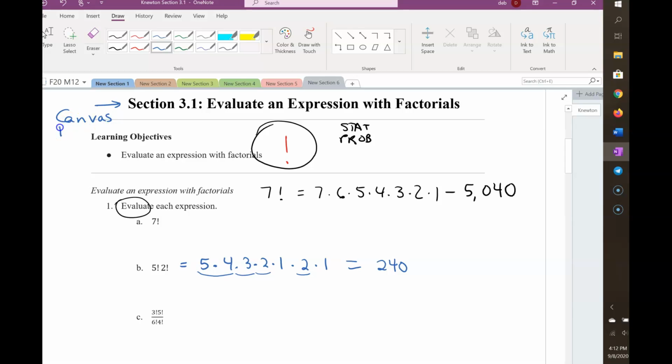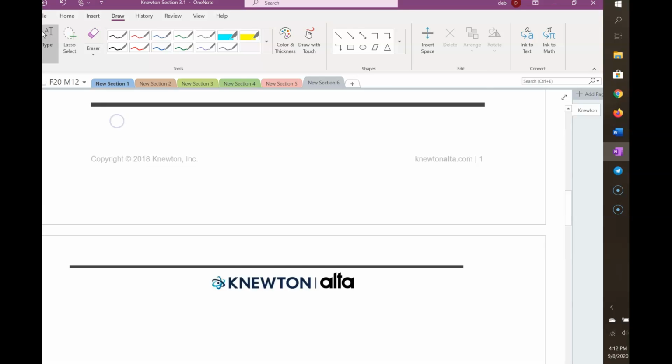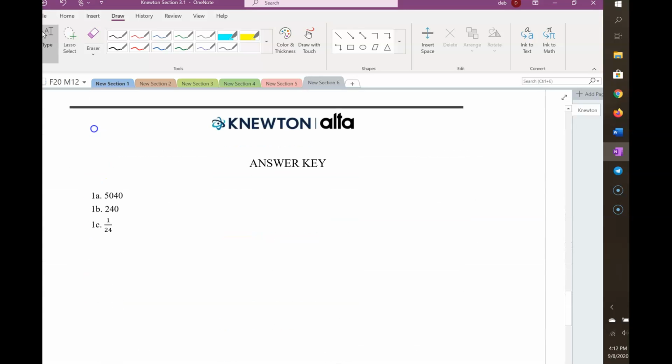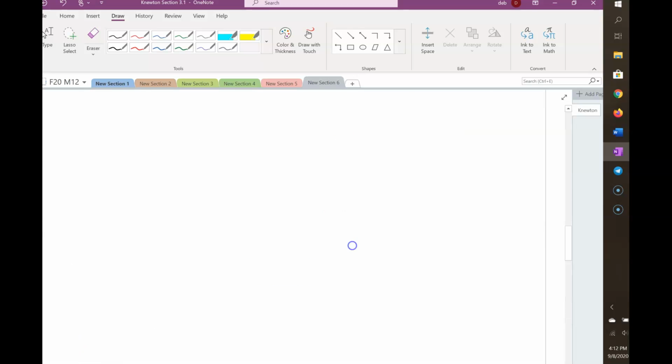So this is a worksheet that's in the Canvas files. If you want to look at these worksheets before you start working on homework, you might find that helpful. And I want to scroll down to show you that they have the answers here. So here's 5,040 and 240.